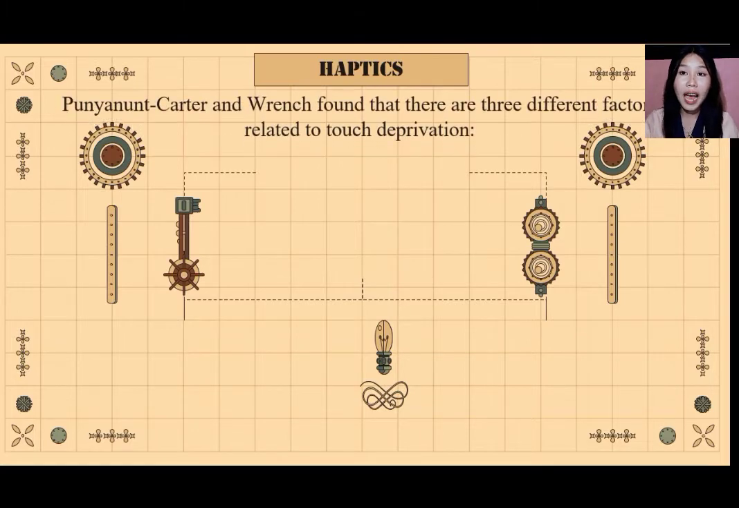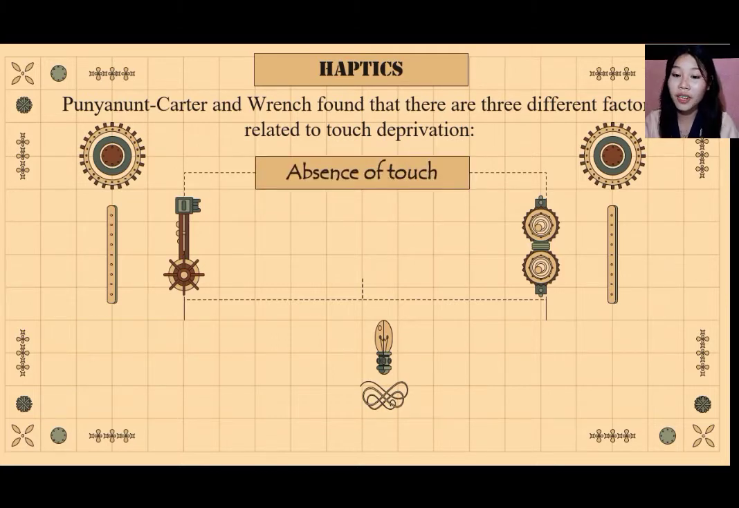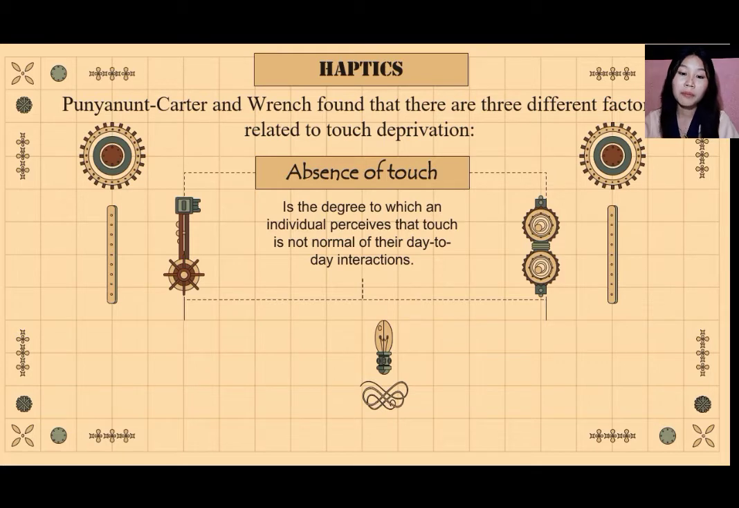Then we have the haptics. So here let us first discuss the following factors for haptics. Ponyanan, Carter, and Wrench found that there are three different factors related to touch deprivation. First, we have the absence of touch. Many people can go days or even weeks without physical contact with another person. People may surround them on a day-to-day basis at work, but this doesn't mean that they can engage in physical contact with other people.